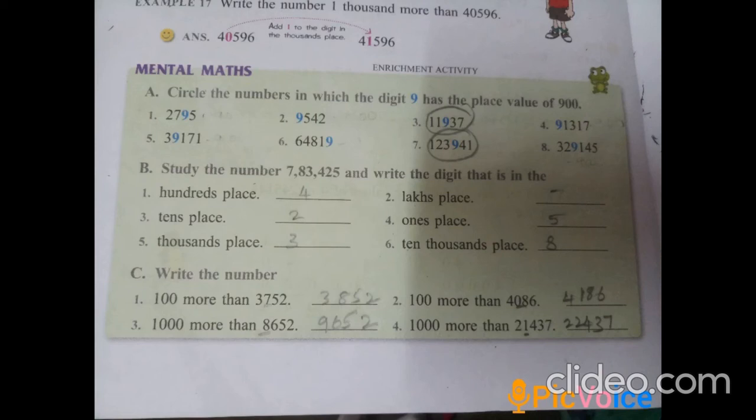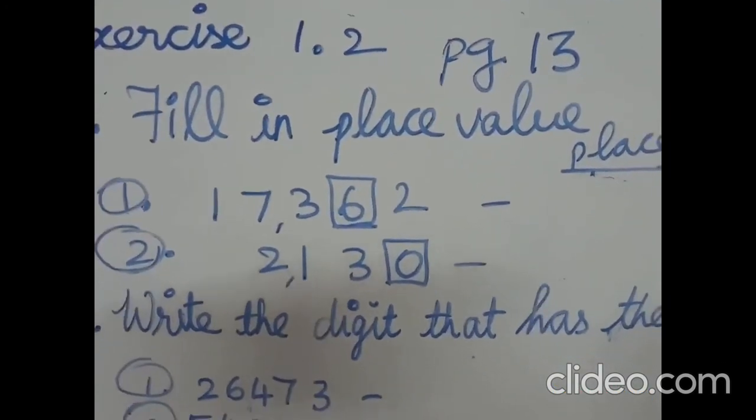So, the answer will be 9,652. Next, fourth question. 1,000 more than the 21,437. So, 1,000 place 1 is there. We have to add one more 1,000. So, 22,437 is the answer.